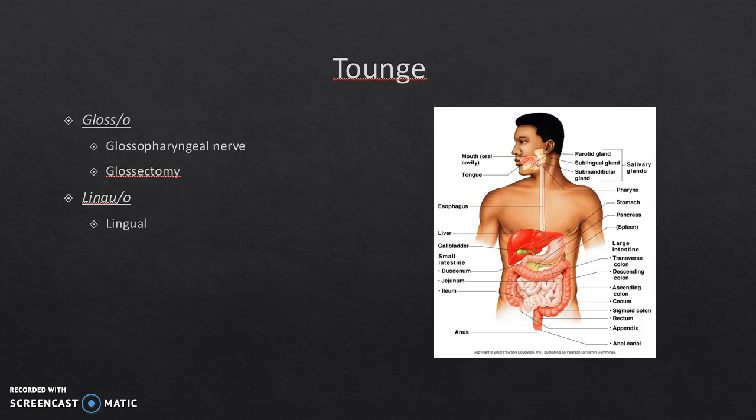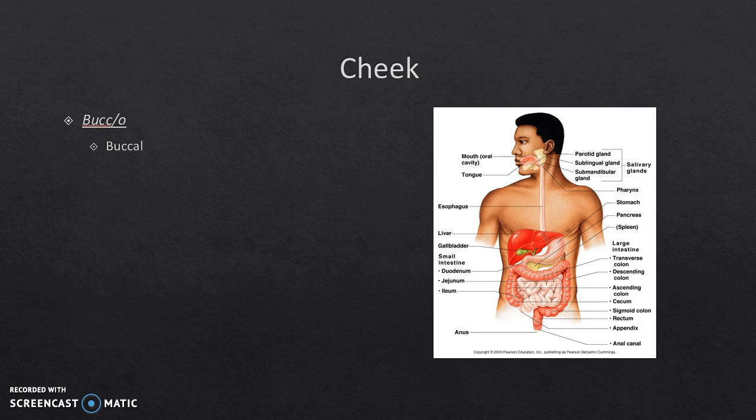Tongue, again, a couple different words. Glosso. Well, there's the glossopharyngeal nerve, so that's a nerve that does the tongue and the pharynx. And then there's glossectomy, which is partial or full removal of the tongue. So know your suffixes, know your root words, and then lingual, pertaining to the tongue. So both of those are tongue words, and you need to know that in order to be prepared for the quiz. Cheek is buccal, so that's pertaining to the cheek.